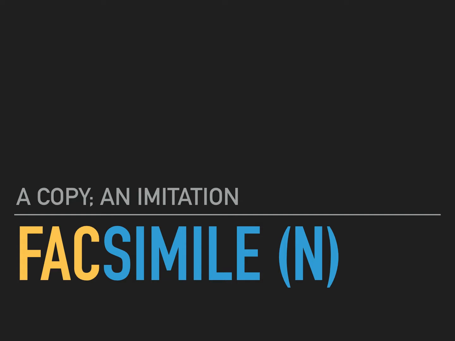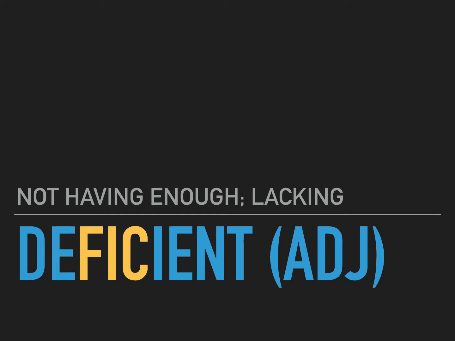We have the root fac, which means to make. So basically it means to make a copy, which in the olden days we used to have machines called facsimile machines, with which you could make a copy of something and send it over the telephone lines. So a facsimile is in essence to make a copy, or it is a copy.